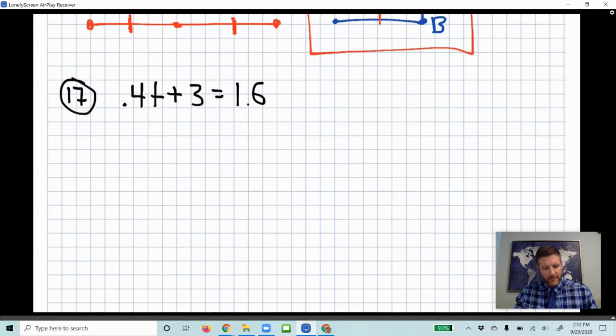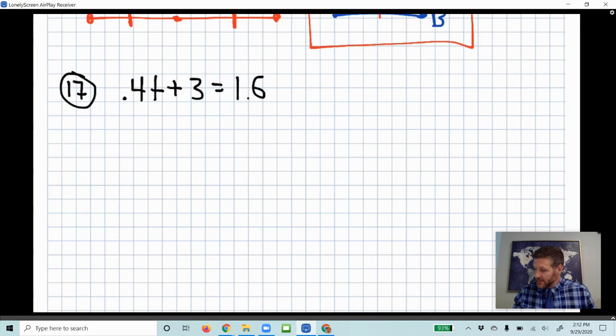Okay, number 17. Let's see, 17, I think we're solving it. So we're doing algebra, and then we're practicing our proofs by justifying it. Okay, so let's get started. Let's solve it. We've got 0.4t plus 3 equals 1.6. Well, first thing, we'd want to get our constants away.